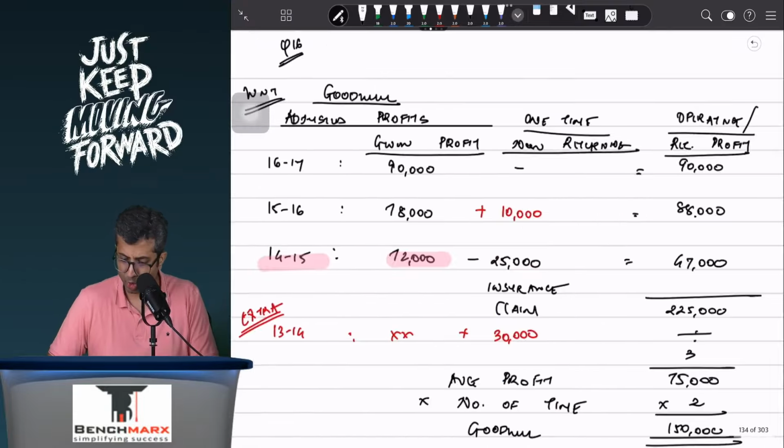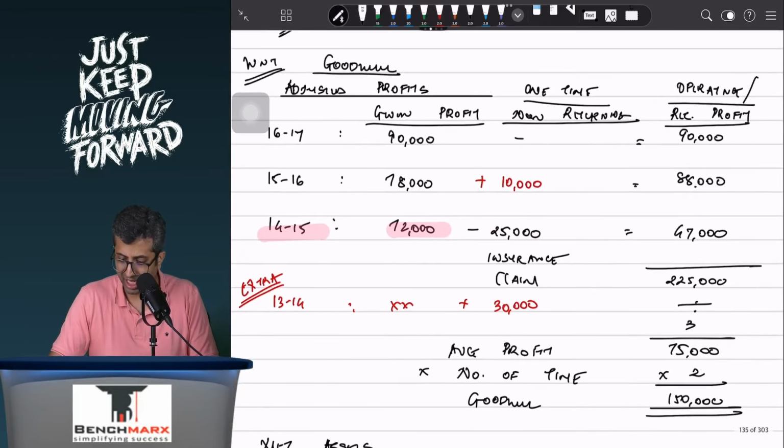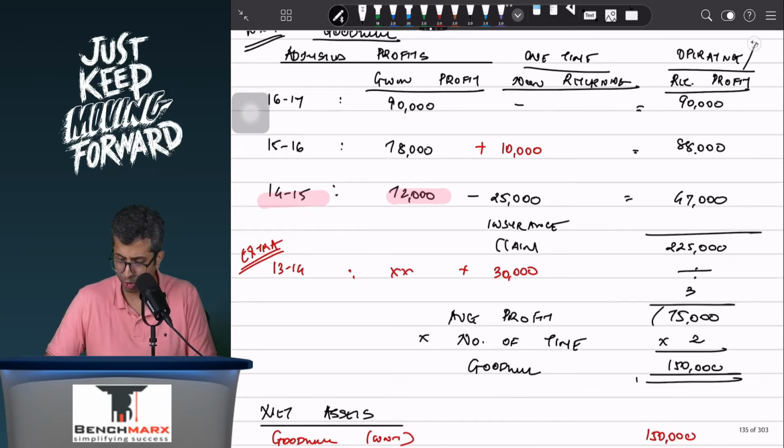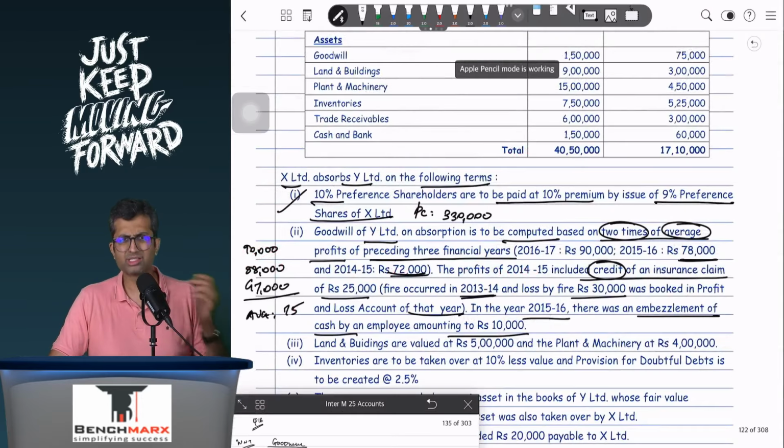So if I go to question number 16, we will calculate the adjusted profits, which is 90, 88 and 47. Average profit comes to 75 into 2. This is 1,50,000. So these are questions where there can be goodwill adjustments which are asked.